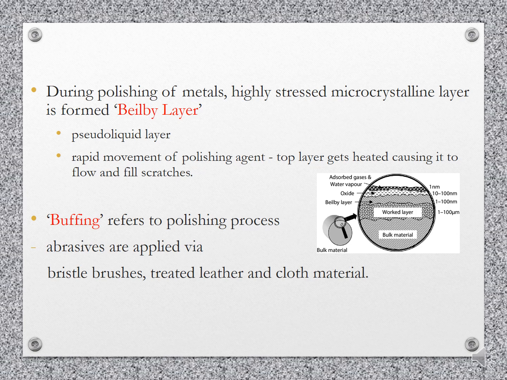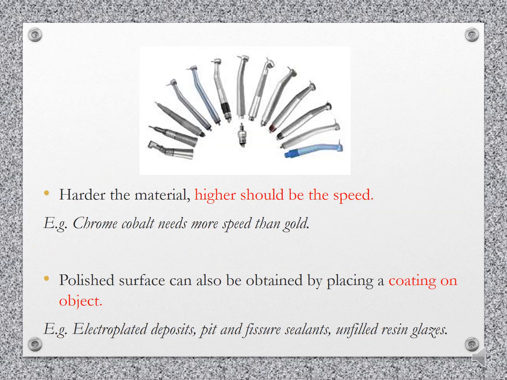Buffing is a terminology which refers to polishing process in which abrasives are applied via bristle brushes, treated leather or cloth material. The harder the material, the higher should be the speed. For example, chrome cobalt would require more speed than gold restorative materials.